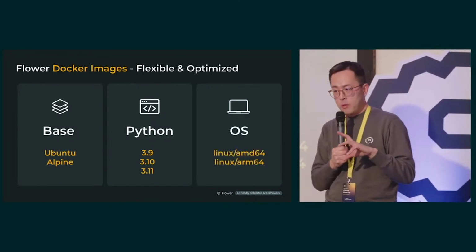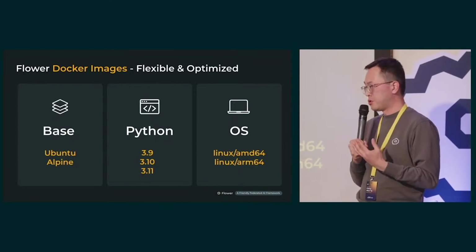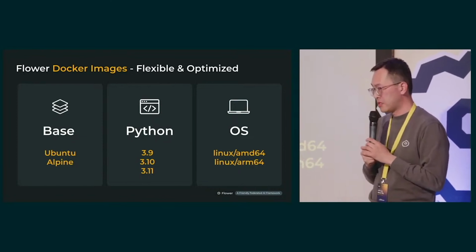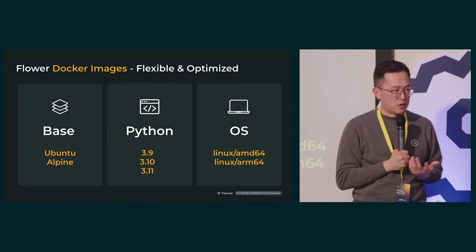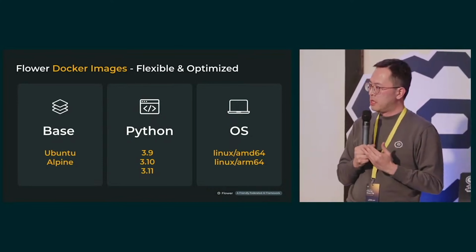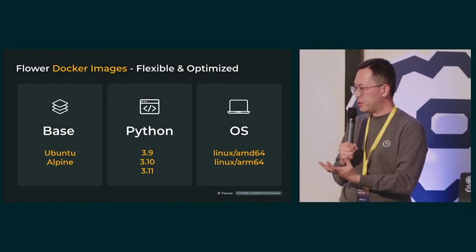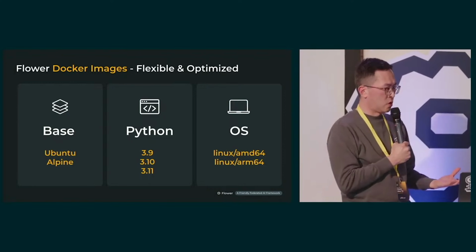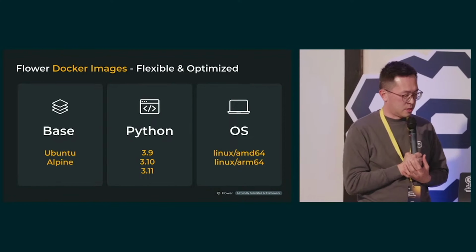Finally, you have 2 operating system architectures that you can choose to build your container images from, either the AMD64 or the ARM64 images. All of these give you many options to pick and choose, depending on your use case and your workflows, to build all of your Flower apps.